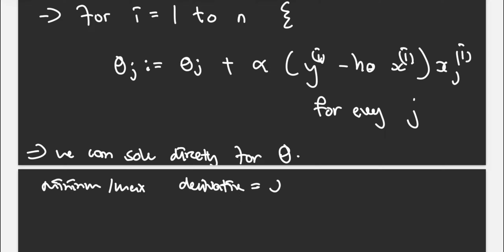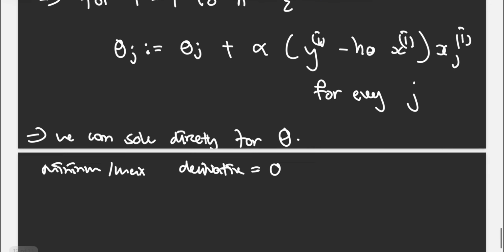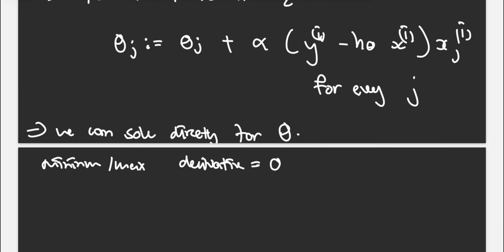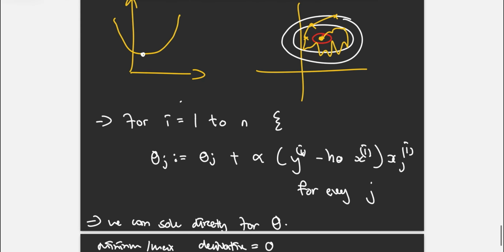So if you can find the derivative of this and set it to 0, and we do cool things, we can arrive at a value of theta specifically without doing any of these gradient descent things. But we're going to stop here.